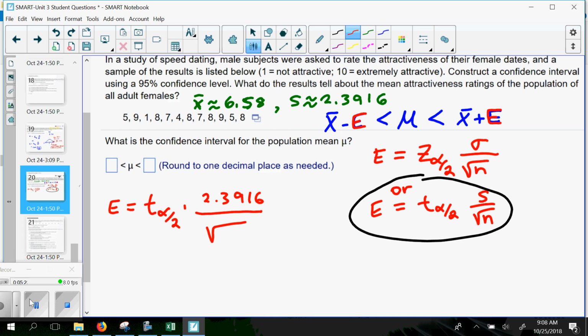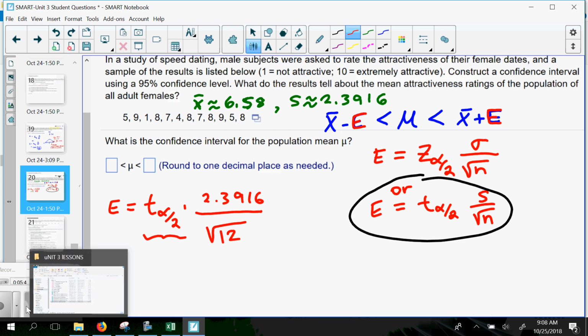Excuse me. The sample size, let's see, how many did we have? 1, 2, 3, 4, 5, 6, 7, 8, 9, 10, 11, 12. Okay, so now all we need to do is find the critical value from the t distribution. So there's a couple ways that we can do that. We can either use Excel or the t-table. So I'm going to show you the t-table first.